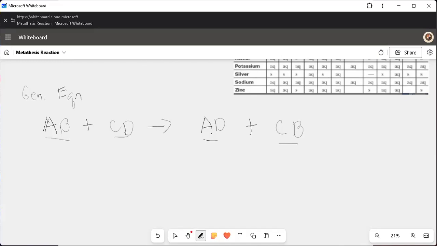Now, when I say split, you should know the two components of a compound, that it has a positive side and a negative side. The question is, how will you know if it is the positive side or the negative side?